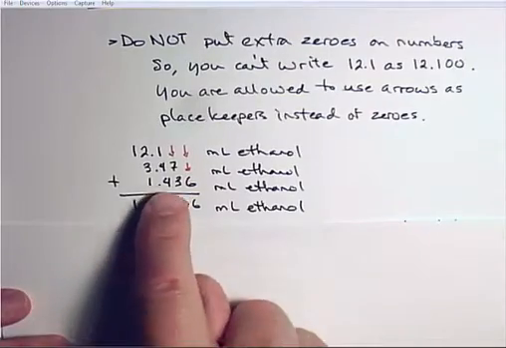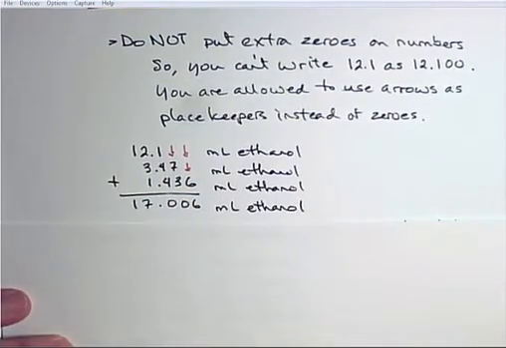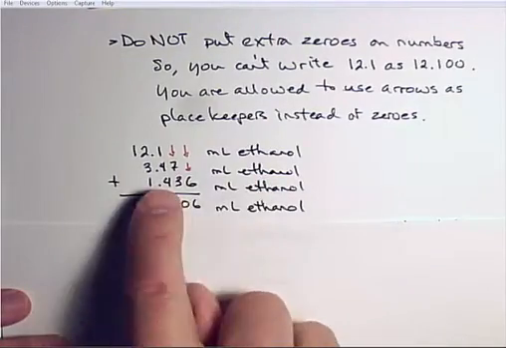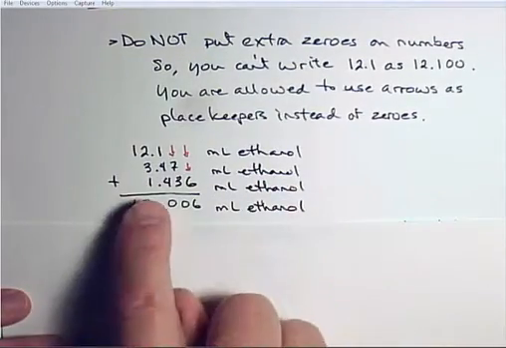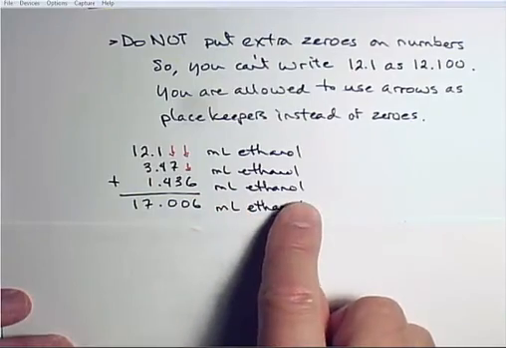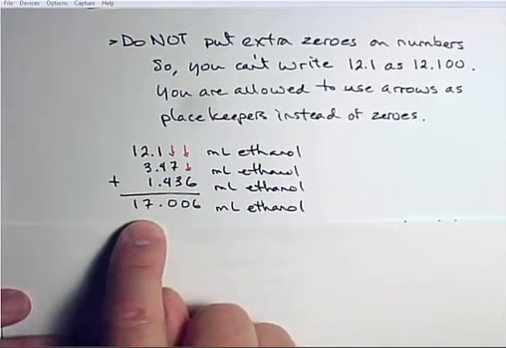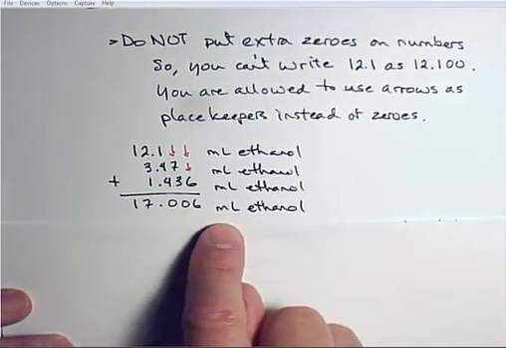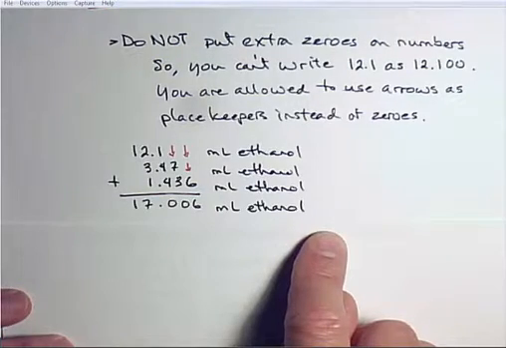So I added the numbers up. I kept all my digits nicely aligned. Okay? 12.1 milliliters of ethanol, 3.47 milliliters of ethanol, 1.436 milliliters of ethanol. Add those together, you get 17.006 milliliters of ethanol.